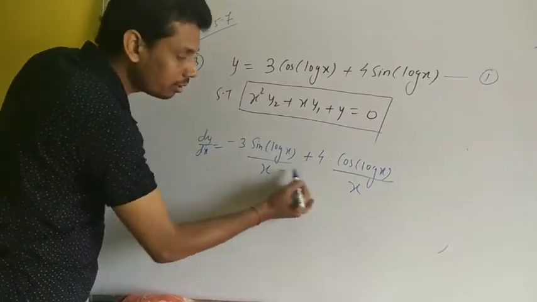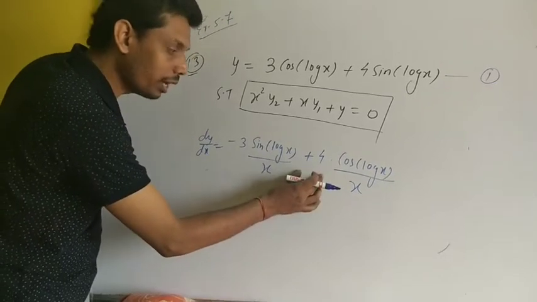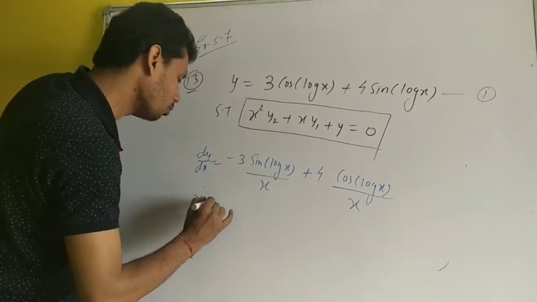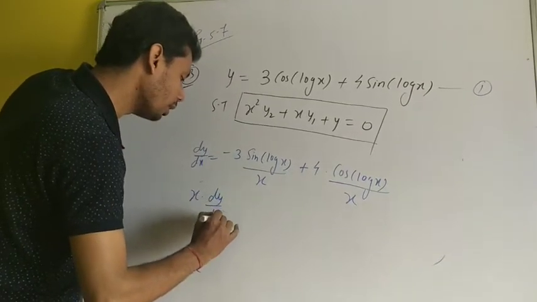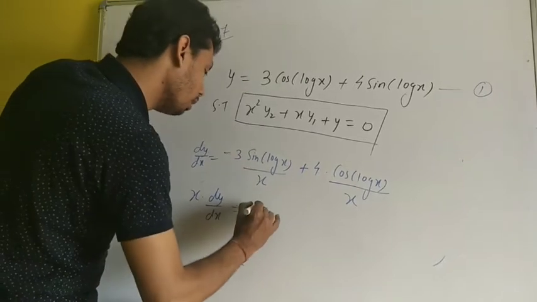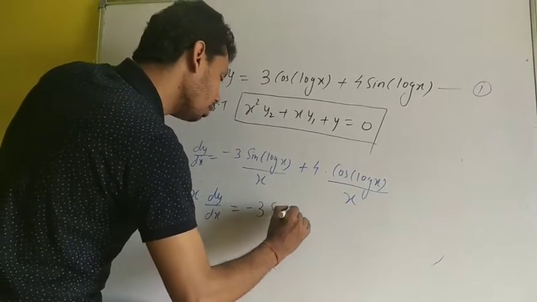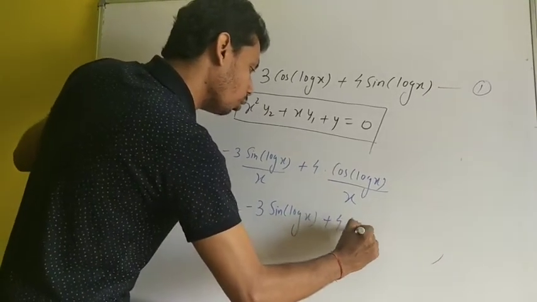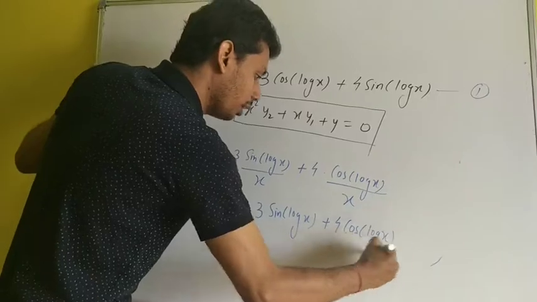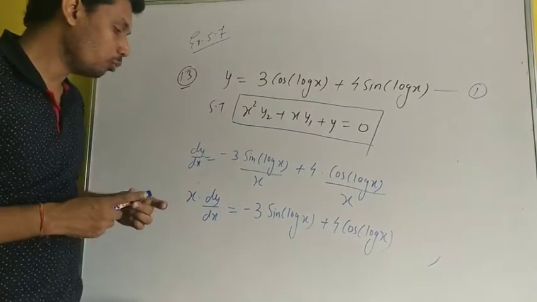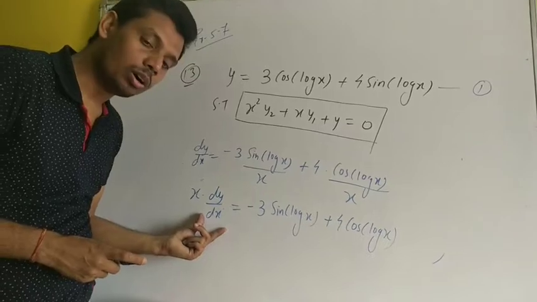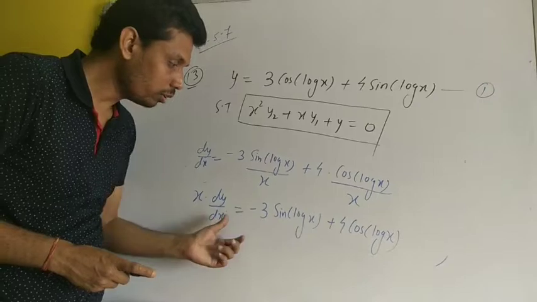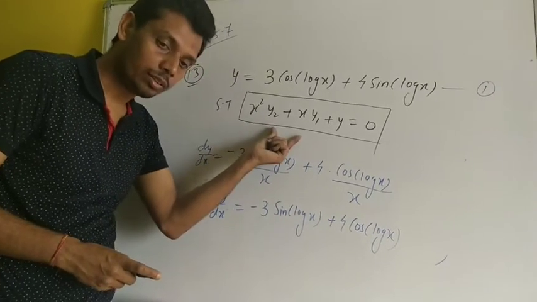Okay. Now see, LCM will be what? x. If we take LCM x and if we change the side of this x, this equation becomes x into dy by dx is equals to minus 3 sin log x plus 4 cos log x. So we have determined the value of this x dy by dx, which is equals to what? This. We need to prove this.